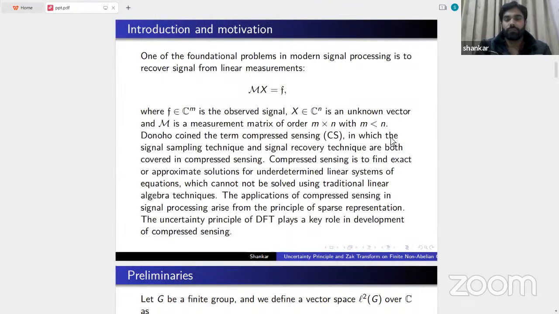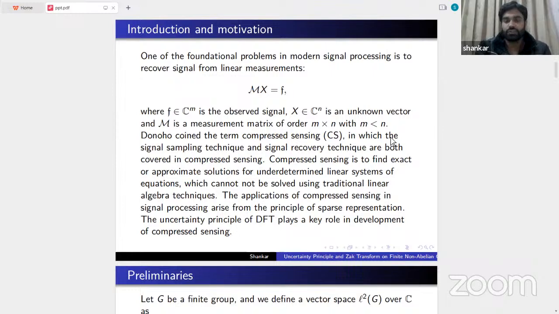One of the foundational problems in modern signal processing is to recover a signal from linear measurements, that is, Mx equals f, where f is the signal, x is the unknown vector with n components, and M is the measurement matrix of order m cross n. The scientist Donoho coined the term compressed sensing, that is CS, in which the signal sampling technique and signal recovery technique are both covered.